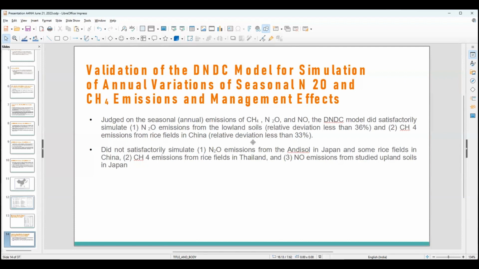But the model did not simulate well nitrous oxide emissions from andosol in Japan and some rice fields in China, methane emissions from rice fields in Thailand, and nitrous oxide emissions from upland soils in Japan. So for these three cases, the model did not simulate well.